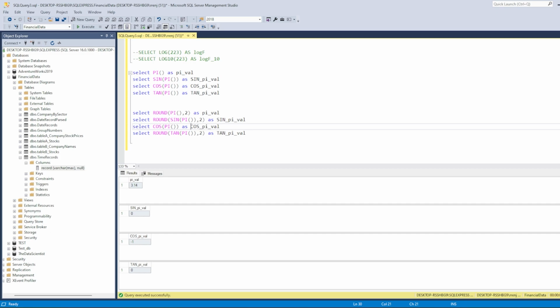So yeah, this is what some of the inbuilt functions for programming, I would say, you can use in SQL.